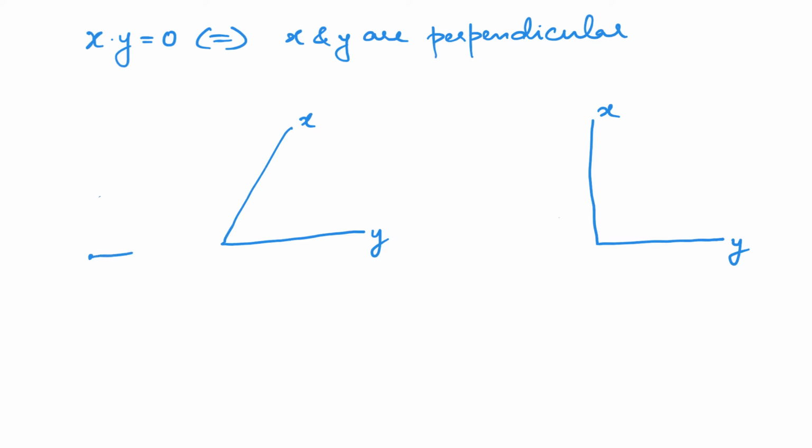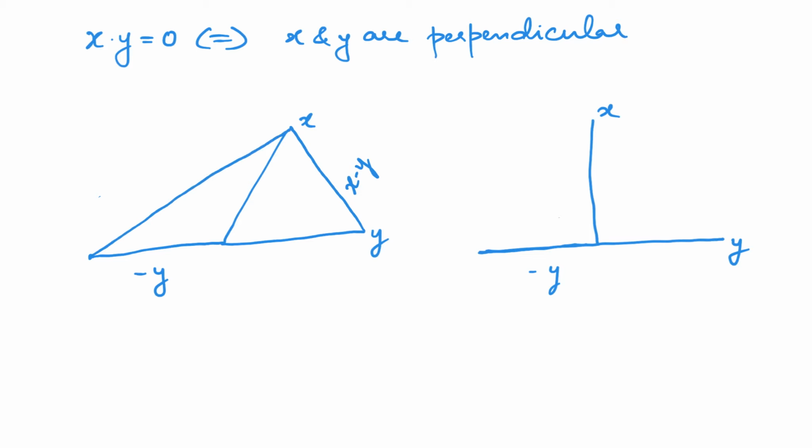To show this, we will first characterize when two vectors are perpendicular to each other. To do this, we will first do some geometric construction. Draw the vector minus y on both these pictures. Further notice that the line from y to x will be the vector x minus y. Similarly, the line from minus y to x will be the vector x plus y. And we can do the same construction in the other picture.